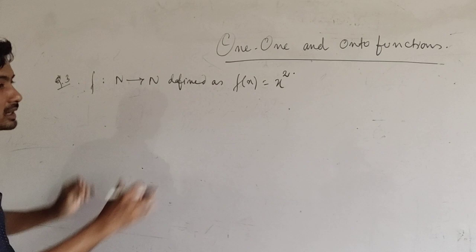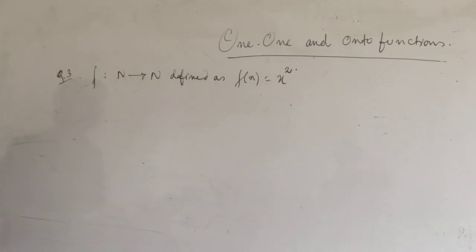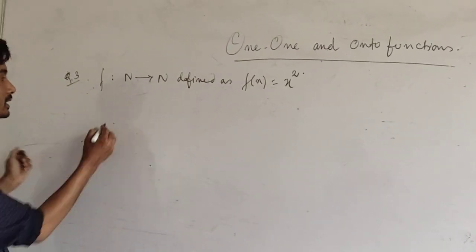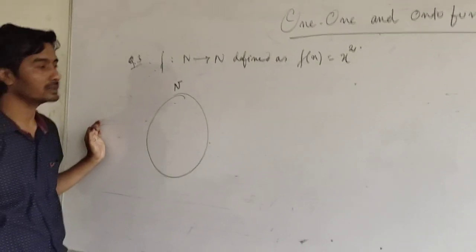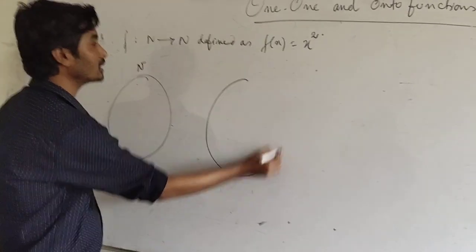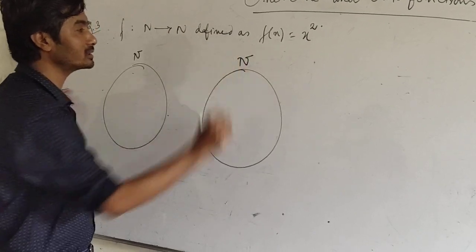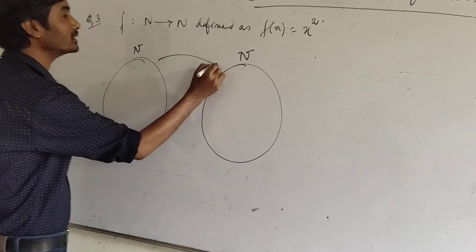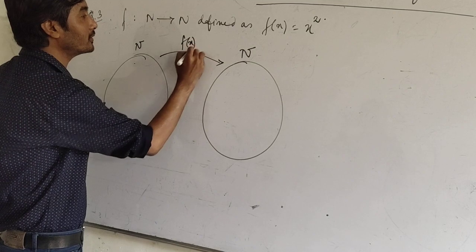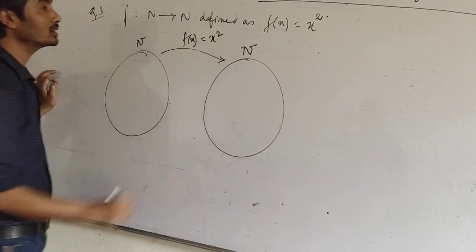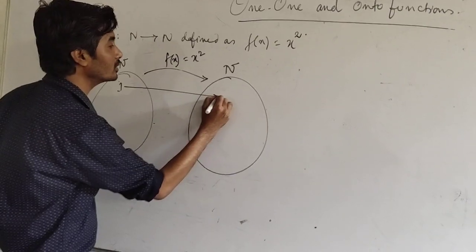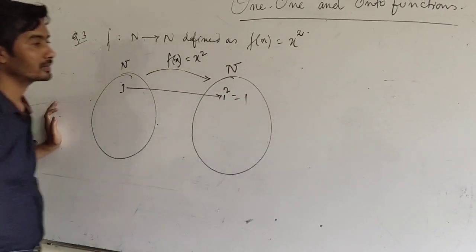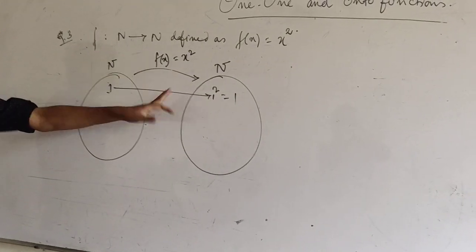Now before going to the solution, I want to explain what is happening for this function here. You see here the domain is our N, which is the set of natural numbers, and again the codomain is N, which is the set of natural numbers. The function here is our f, defined as f(x) equal to x to the power 2. So whenever I take 1 here, this function will give us image 1 square, which is 1. Image of 1 under this function f will be equal to 1.